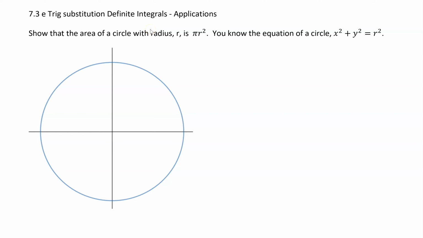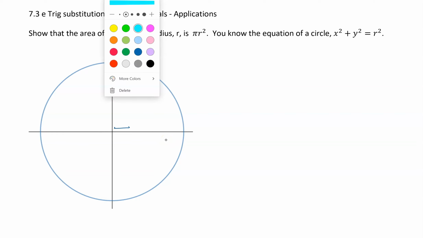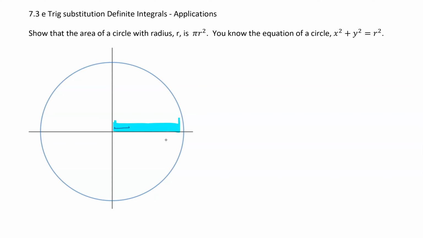All right, so how about a quick little application? What we're going to do is show that the area of this circle is pi r squared. We'll just take this part right here. Come on, grab the highlighter. Right here, and find the area of that. If we find the area of that, that's giving us our first quadrant, that way we can make our theta between 0 and pi over 2. Then we can just take that and multiply it by 4 at the very end.